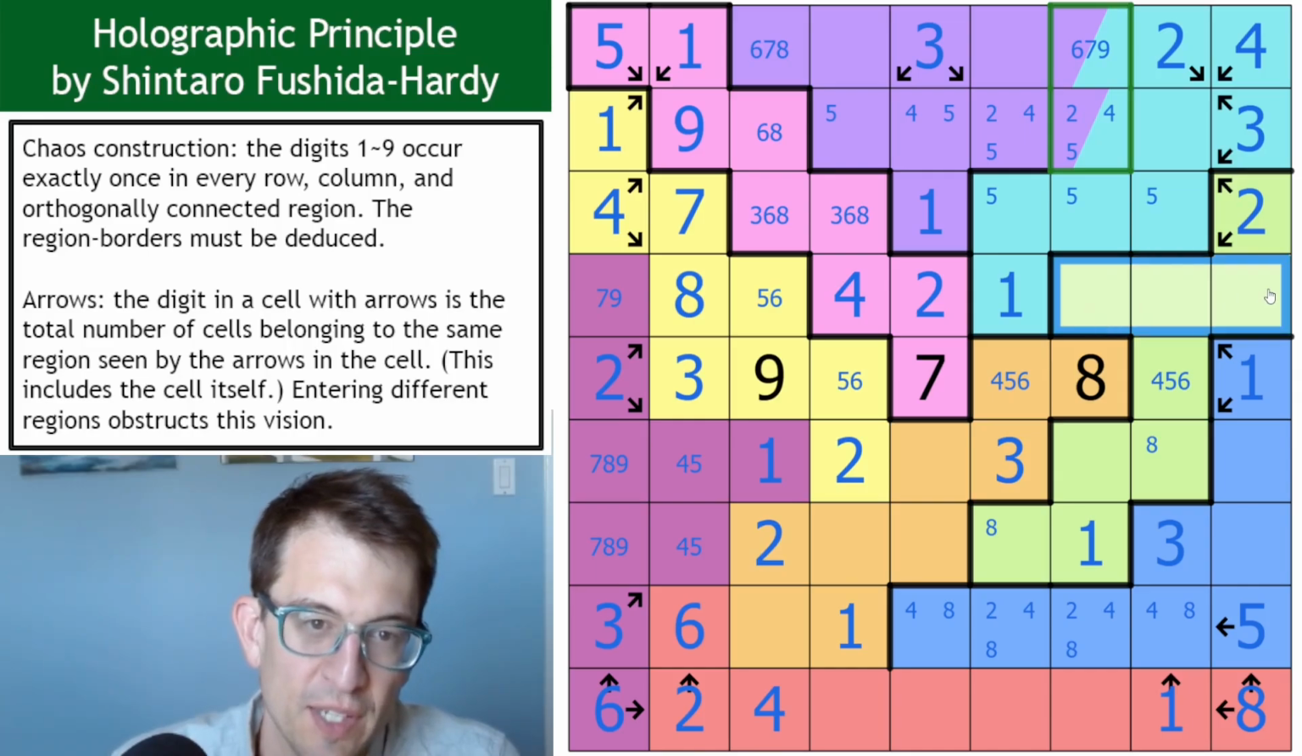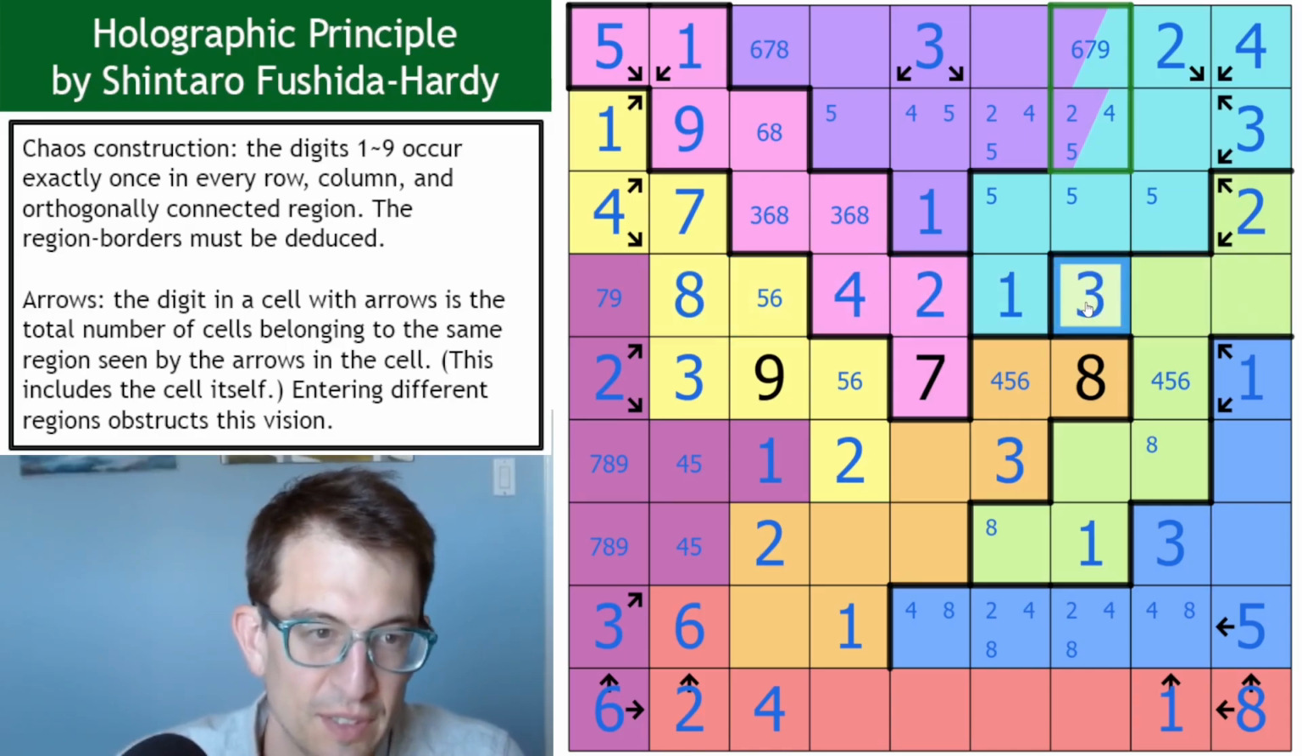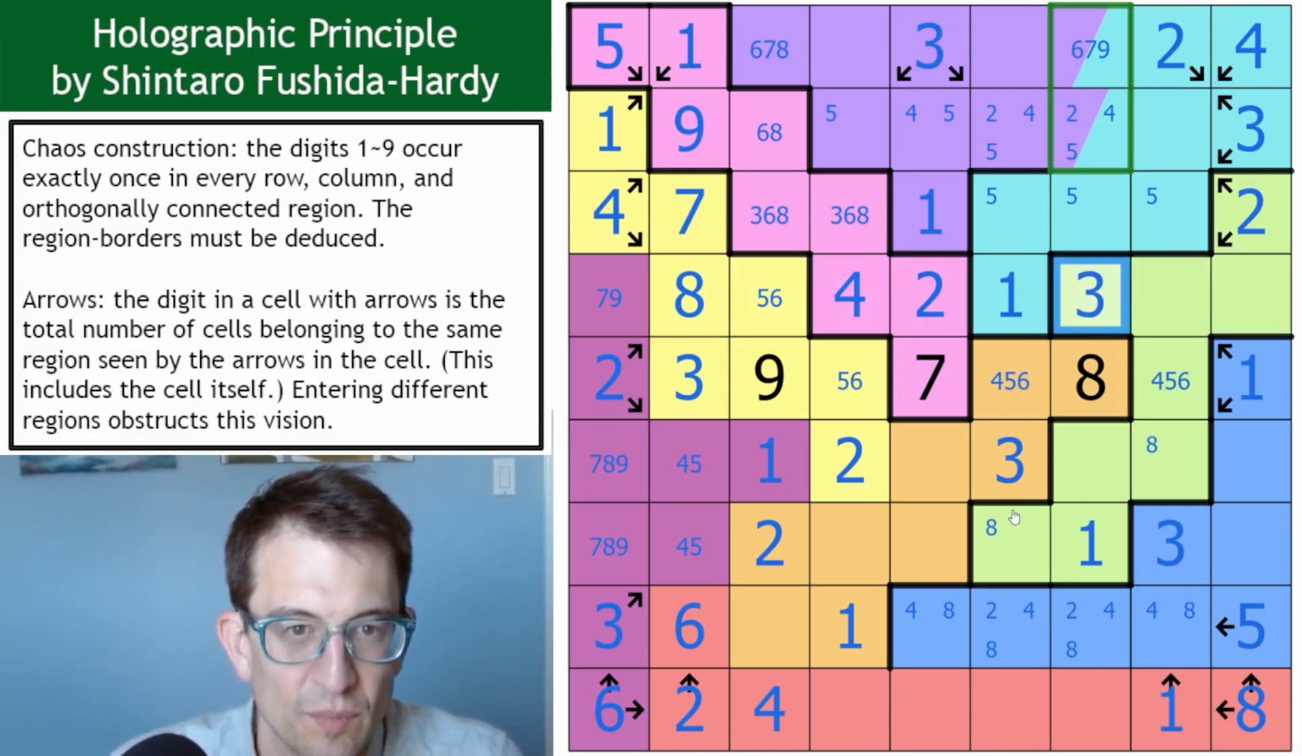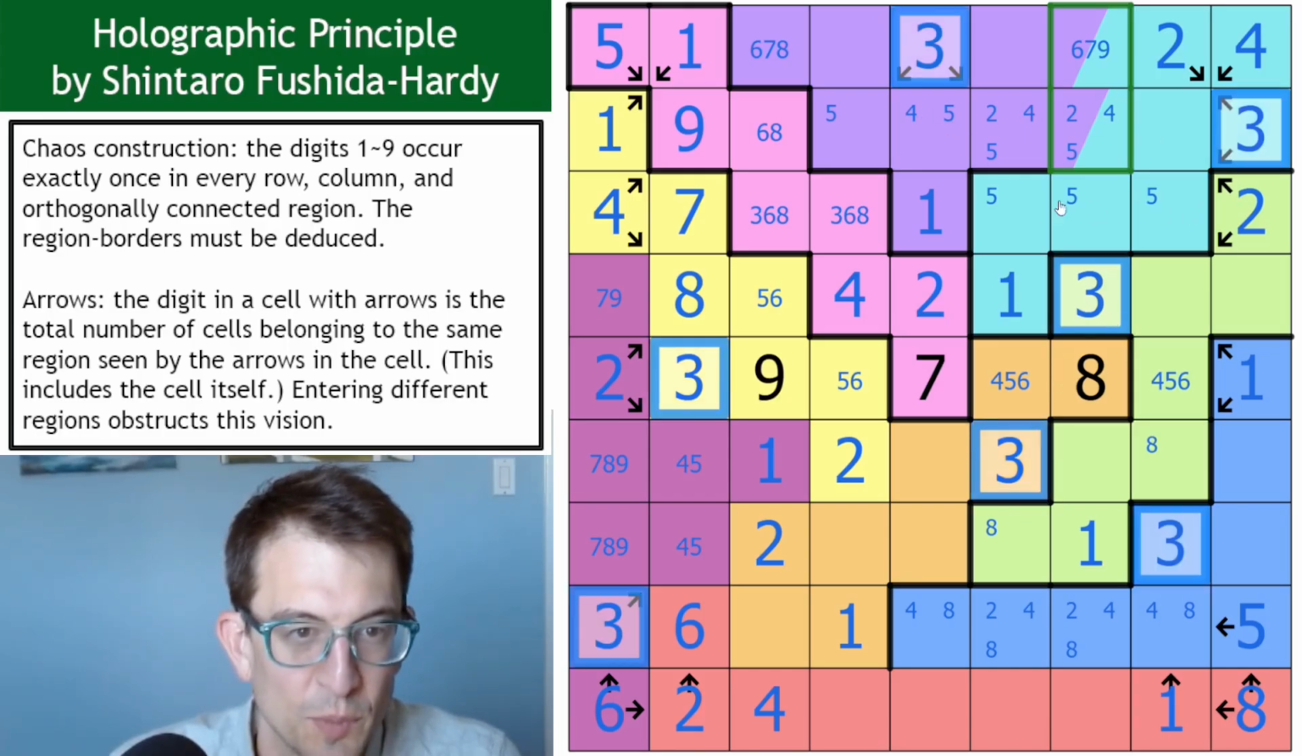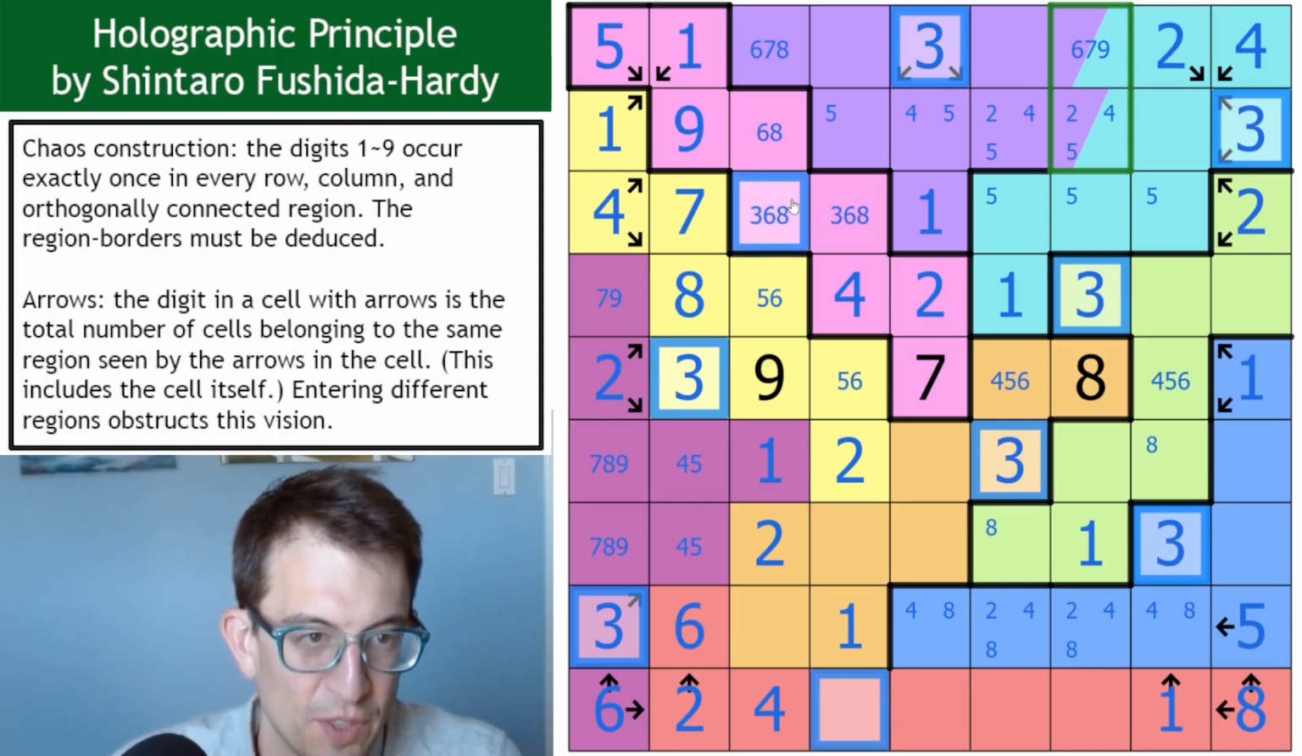I need a 3 in here. Oh, yeah, where does 3 go in this row? Only here. Do I have my 3s now? One, two, where's my 3? That's one of those. 2. 1, 2, 3, 4, 5, 6, 7. Yeah, so these are my 3s now.